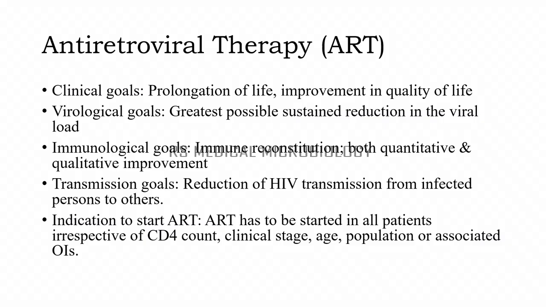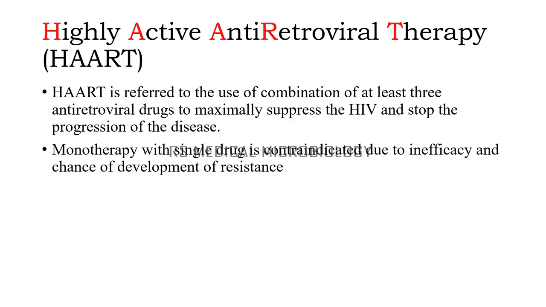So next step is to start the antiretroviral therapy. So what are the clinical goals? You have to basically prolong the patient's life, improve the quality of life, look at the reduction of the virological load, and basically boost the immunity or keep it at one particular stable level, and reduce transmission of HIV. The ART can be started at any stage of the disease, irrespective of the CD4 cell counts or the presence of opportunistic infections. So what we use here is a highly active antiretroviral therapy or HAART regimen.